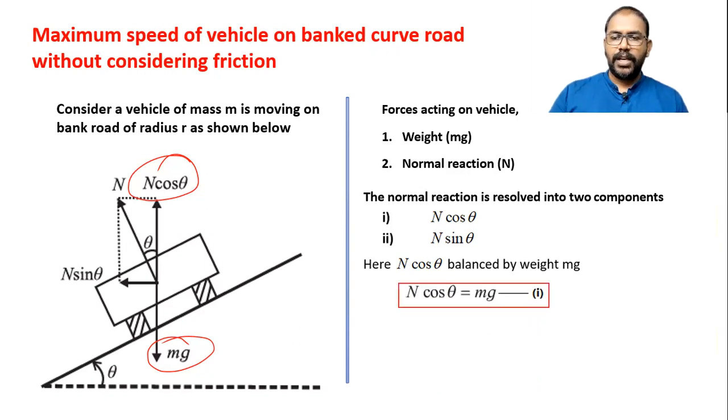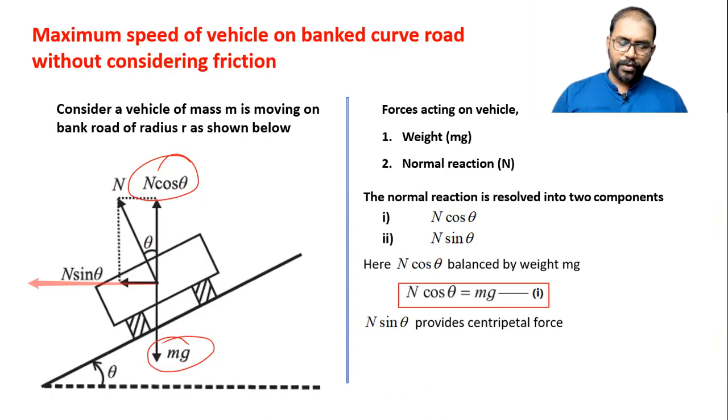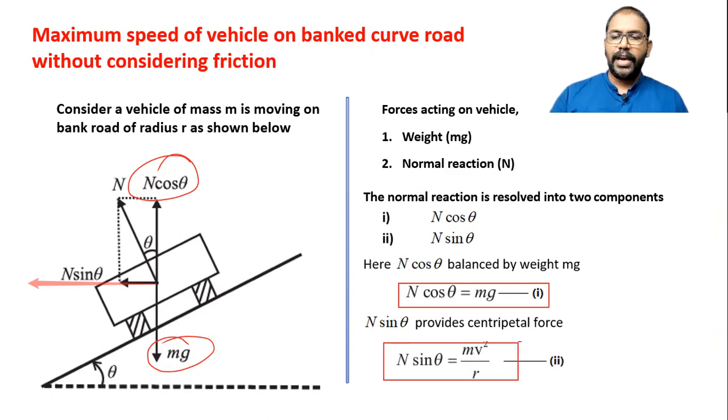Similarly, we can write equation 2. Here equation 2 we can write in terms of centripetal force. For any motion of a vehicle on a curved road, centripetal force is essential, and centripetal force is along the radius and toward the center. If you see the component n sin theta, it is acting toward the center of the circular path of the vehicle. So n sin theta is equal to the centripetal force. I can write here, n sin theta provides centripetal force. So we can write n sin theta is equal to mv square by r.